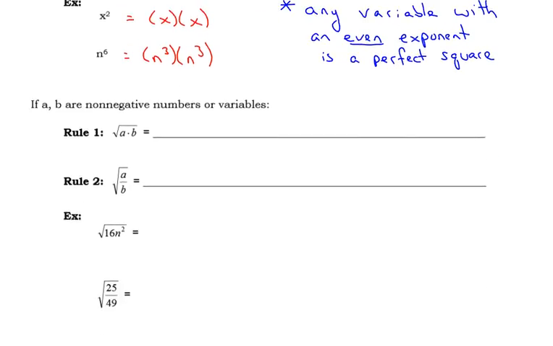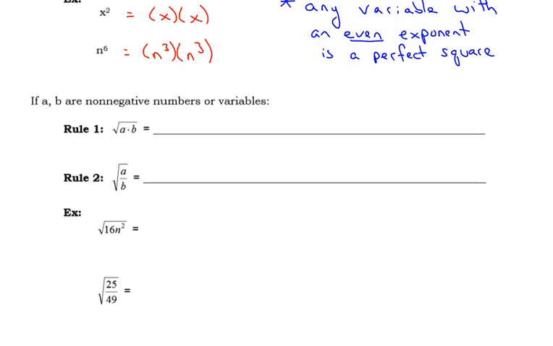Okay, so there's a couple different rules that we're going to use today, two of them specifically. If we have a product underneath the radical sign, that would be something like 4 times 5. If I had something like 4 times 5 underneath the square root sign, what I'm allowed to do is break it apart into two different radicals and multiply those radicals together. So I can say the square root of 20 is equal to the square root of 4 times the square root of 5. 4 times 5 is 20, and I'm allowed to break it apart into two different radicals.